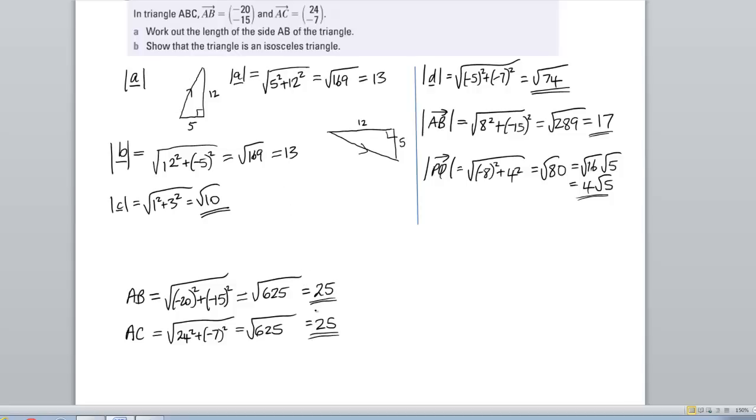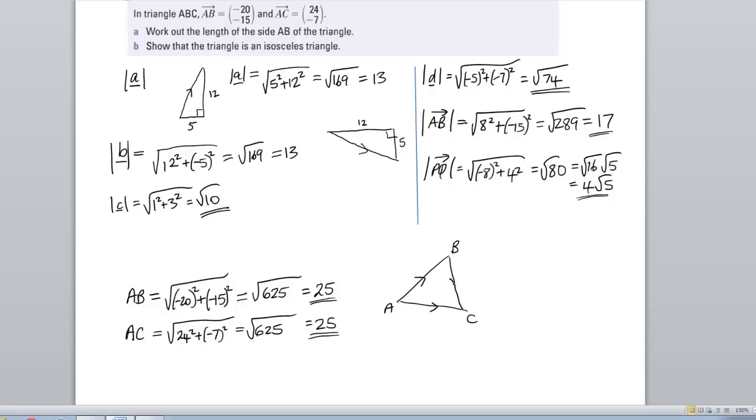Part B says show that the triangle is isosceles. Well, that's shown that two of the sides are the same. We really ought to go ahead and see if the third side is the same. So let's just do a little sketch. There's no axes, and so it's possibly orientated incorrectly, but we've got A, we've got B, and we've got C. Vector AB we know, vector AC we know.